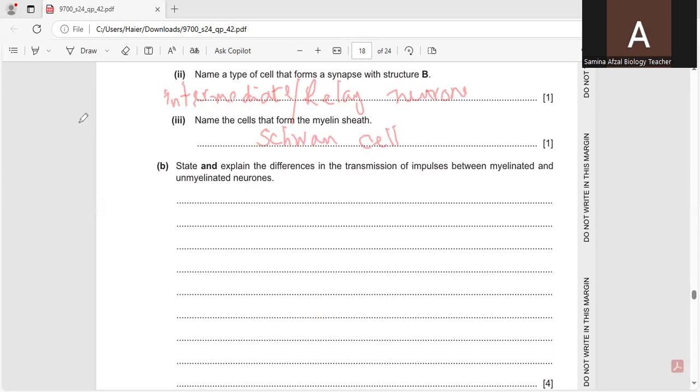State and explain the differences in the transmission of impulses between myelinated and unmyelinated neurons. So in myelinated and unmyelinated neurons, there are differences. You can say the movement of the nerve impulse will be faster, and we will explain in this way that the myelin sheath insulates or prevents movement of ions.